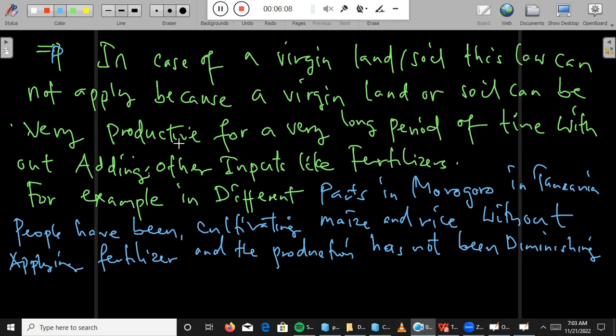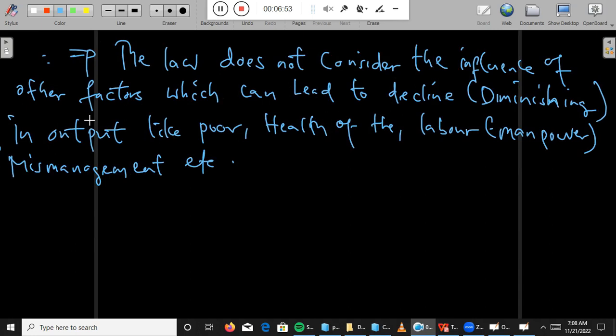So in the case of virgin land or soil, this law cannot apply because virgin soil can be very productive for a very long period of time without adding any other inputs like fertilizer. For example, in different parts of Morogoro in Tanzania, people have been cultivating maize and rice without applying fertilizers, and the production has not been diminishing. But also, the law does not consider the influence of other factors which can lead to a decline in output, like poor health of the labor, manpower, and mismanagement as well.